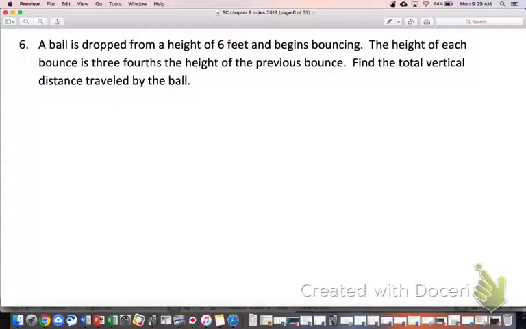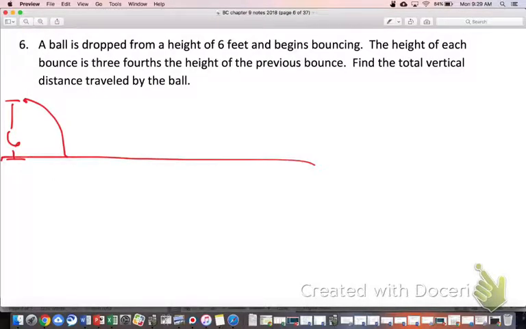If you draw a picture of this, doesn't the ball start at its highest point? This first drop is 6 feet, right? First drop is 6 feet. There's the floor right there. And then the bounce up, isn't it going to be 3/4 of 6? But then isn't it going to drop 3/4 of 6? So it's going to go up 3/4 of 6, and then it's going to drop 3/4 of 6.